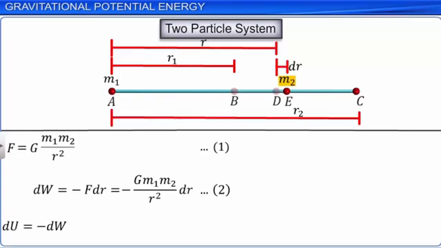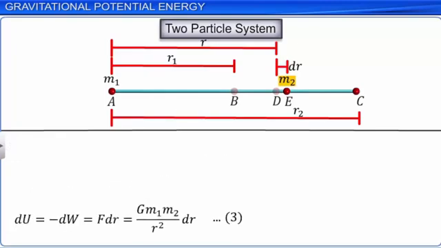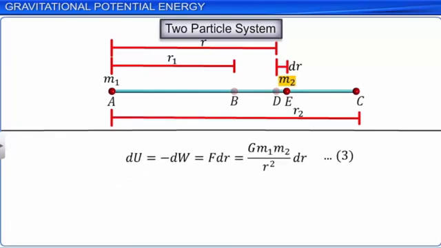The change in gravitational potential energy of the two-particle system as the second particle moves from B to C, which is a function of the distance r, is denoted by U(r2) minus U(r1) is equal to the integral of dU within the limits r1 to r2. This is equal to the integral of G m1 m2 by r square dr within the limits r1 to r2. Let this be equation 4.